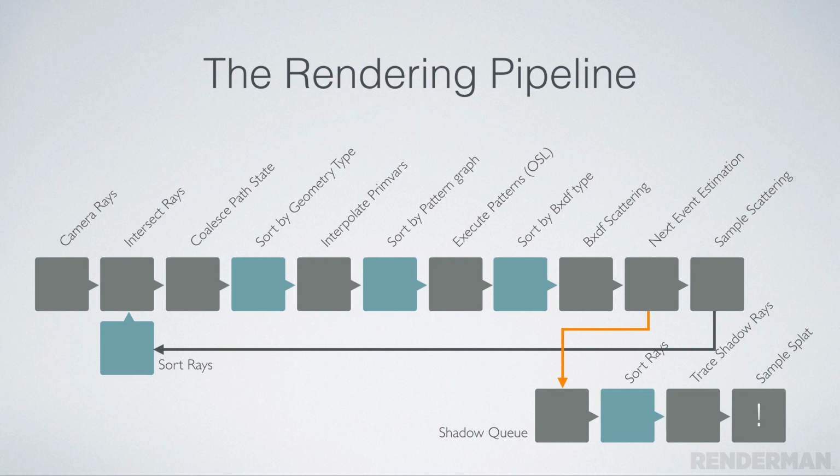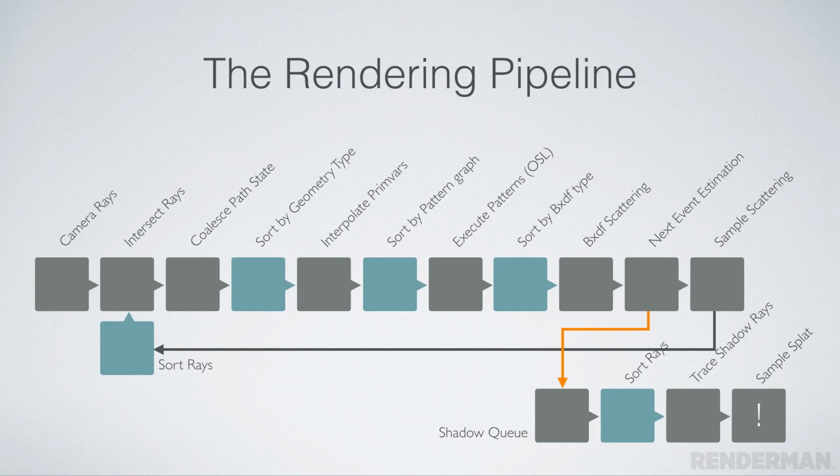So as we progress through the pipeline, we might need to sort in order to run the next bunch of kernels: for patterns, for the BXDF, and then next event estimation. We use the fair queue to compute shadow rays. That is the orange line that you see. The queue flushes when we reach capacity, and that's a nice trick to improve performance, to work on coherent workloads. At some point we scatter the path continuation ray, and we go all the way back to the beginning. That is the long arrow that moves back.